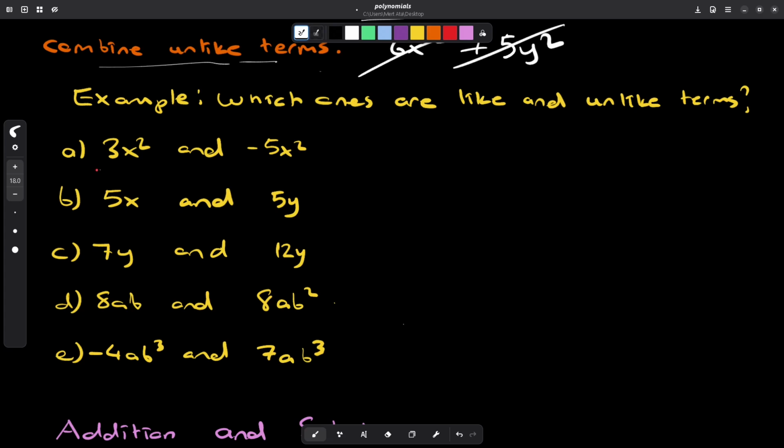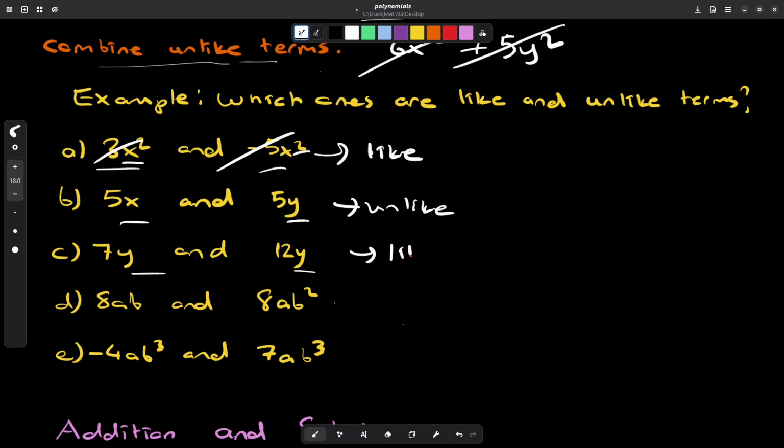You can try it by yourself. 3x squared minus negative 5x squared. These are like terms because same variable, same power. I don't have to check the coefficient, it doesn't matter. Different variables, unlike terms. Same variable, same power, like terms. Same variables, a, b, but the power is different, so therefore unlike terms. Same variables, same powers, like terms.